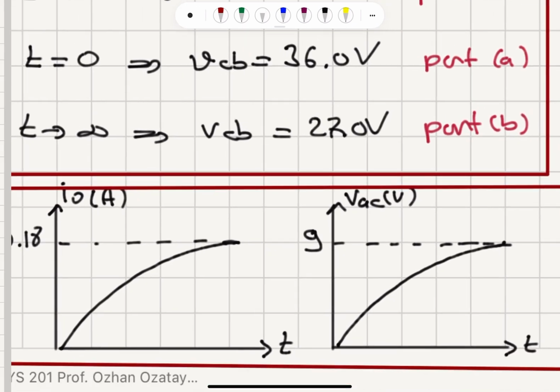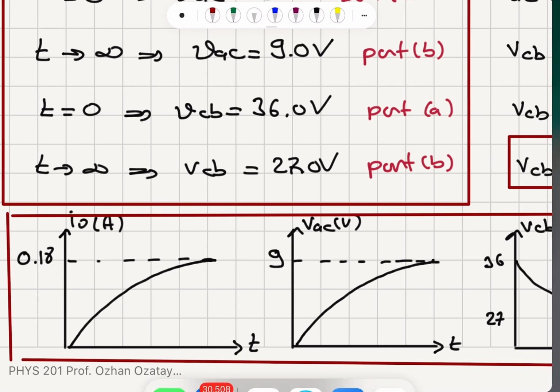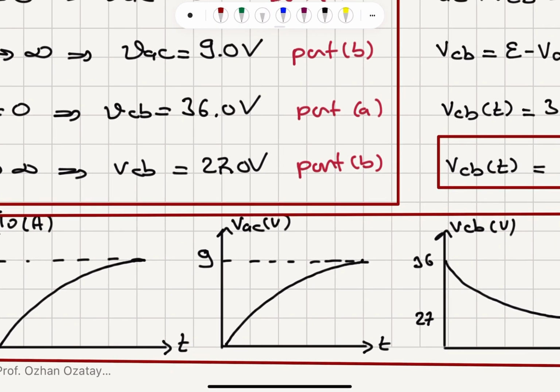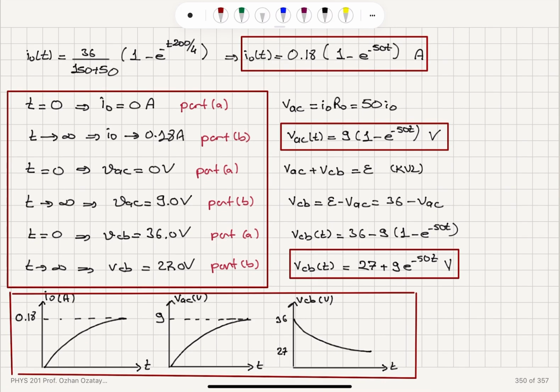So if I plot these, I0 starts from 0 and goes to 0.18 amps in this manner. VAC starts from 0 and goes to 9 volts, and VCB starts from 36 volts and exponentially decreases to 27 volts. So these are the graphs of time dependence of I0, VAC, and VCB, and they show the expected behavior when I check the limits in parts A and B.